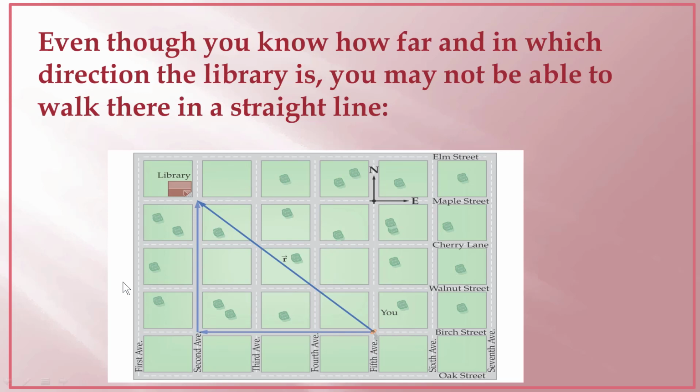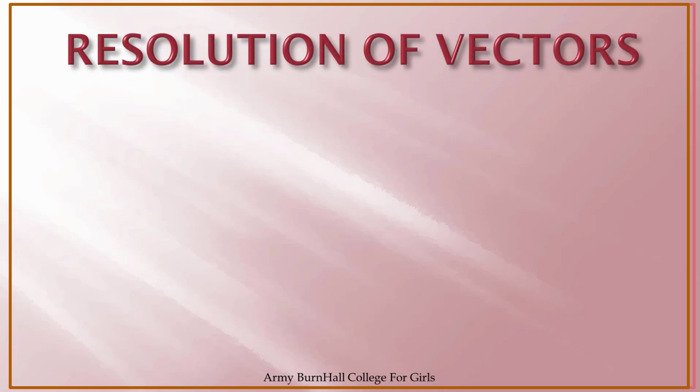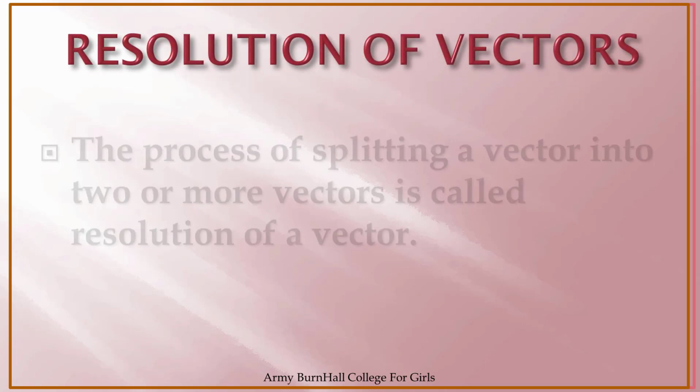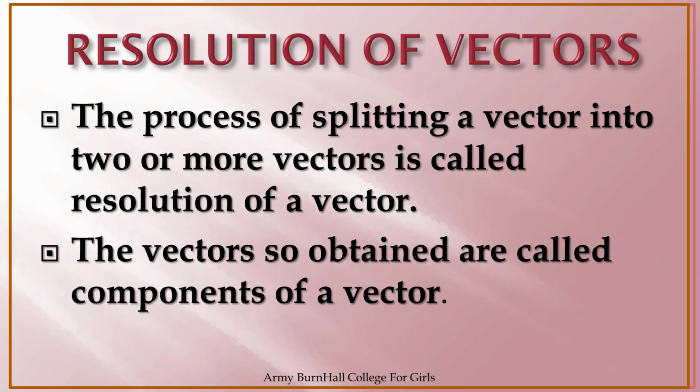So we need resolution of the vectors for various purposes. That is very important because sometimes we cannot use vectors directly. So what is basically resolution of vectors? We can define resolution of vectors as the process of splitting a vector into two or more vectors. We have to resolve the vector basically. We have to split the vector into its components, into vectors, and the vectors so obtained are called components of a vector.